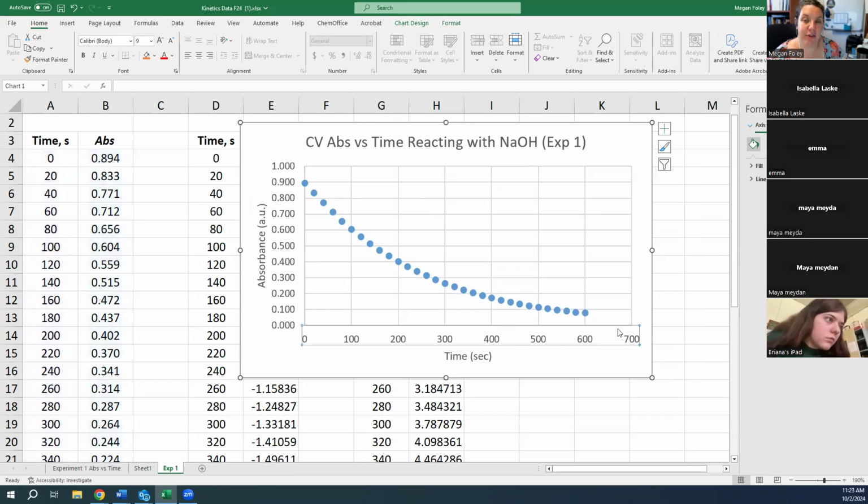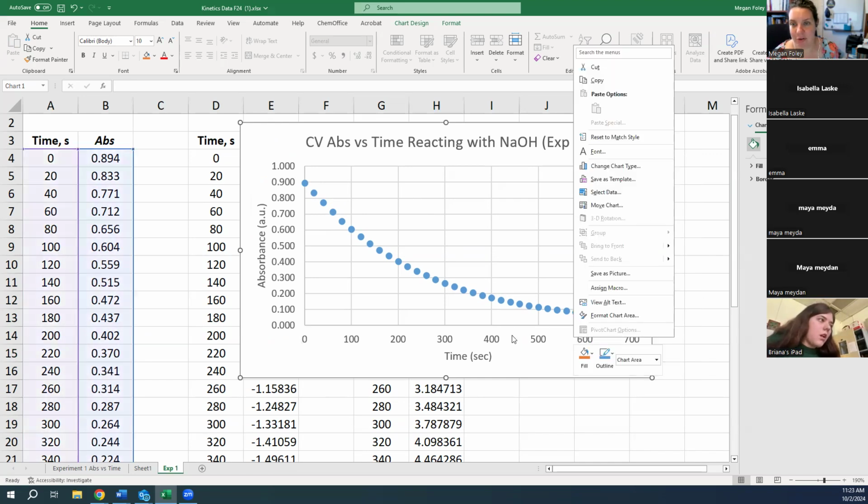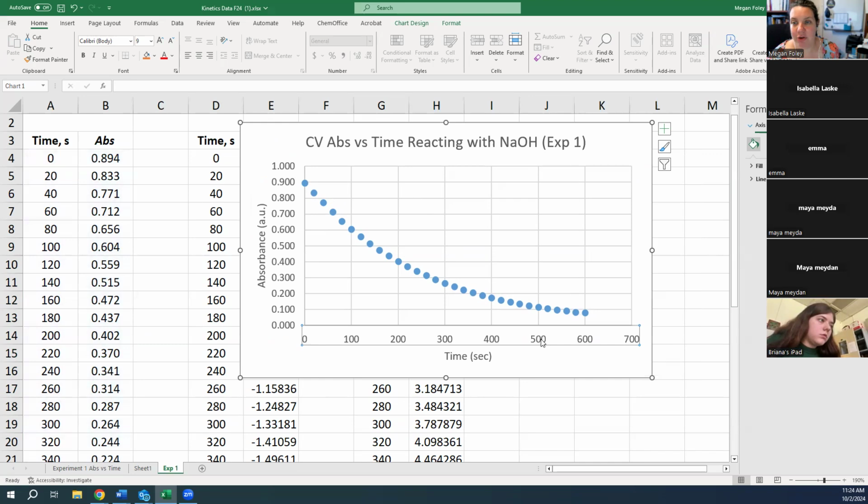You don't necessarily have to do this. These data points are taking up approximately 80% of the graph, but I am just going to anyways. I'm going to extend out. So I'm going to go to format axis and I'm going to make my maximum 600.